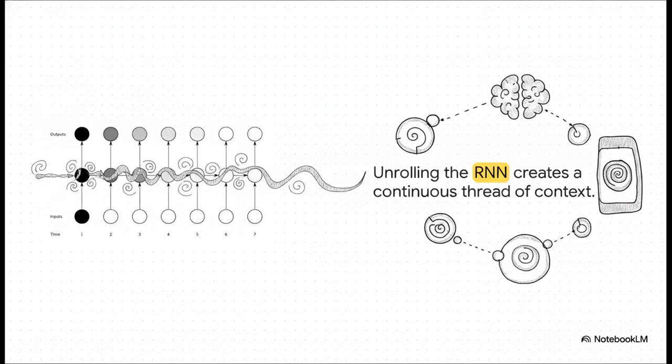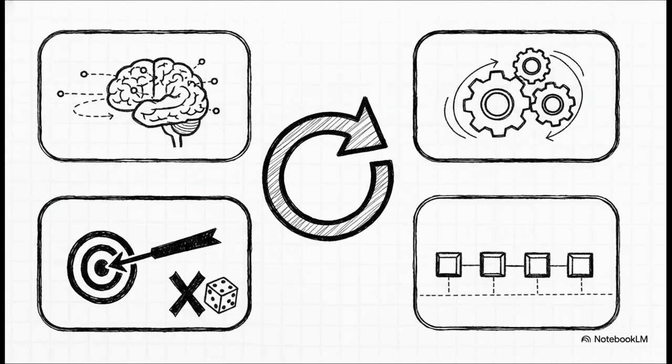And as the network continues to unroll through time, from step 1 all the way to step 7, you can see the hidden layer successfully passing information down the entire chain. It weaves this continuous, unbroken thread of context. Finally, the AI has a working, short-term memory.